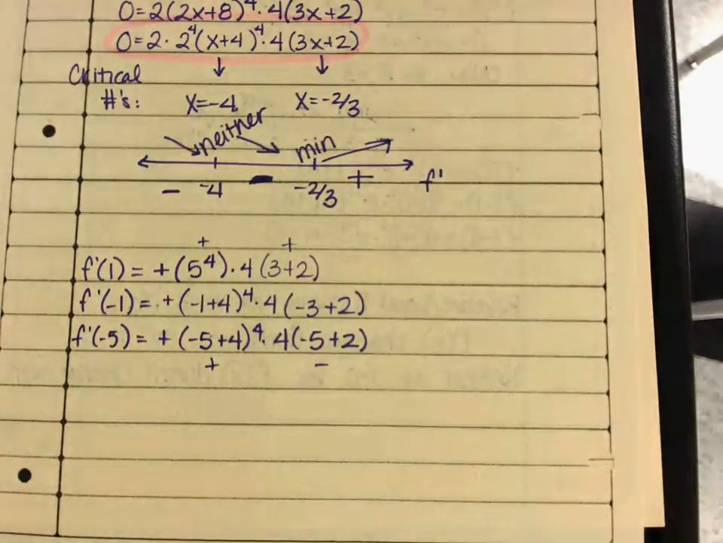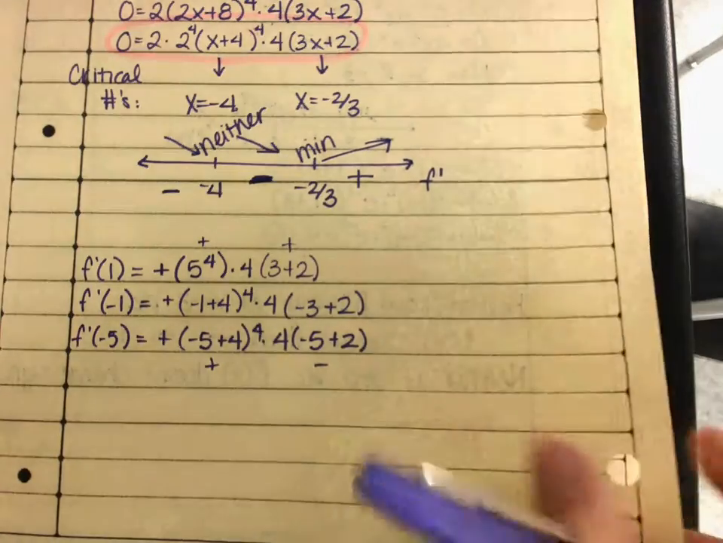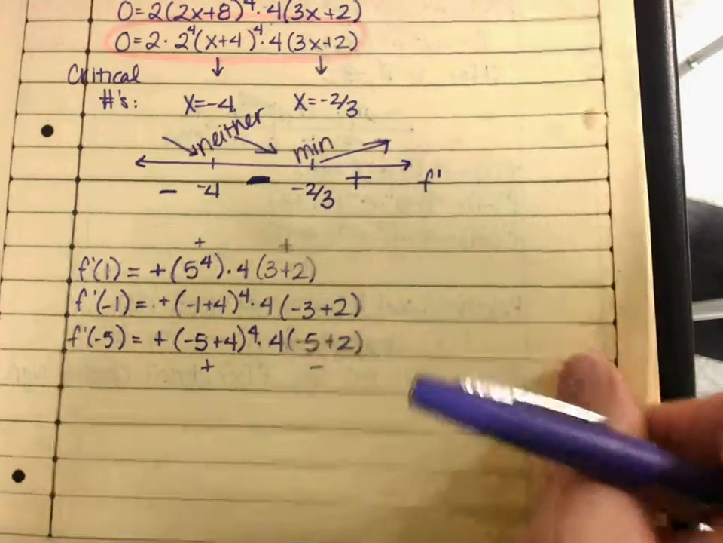Okay, one more. The last one. Little quotient rule for you. Okay, f of x equals x squared plus 5 over x minus 2.